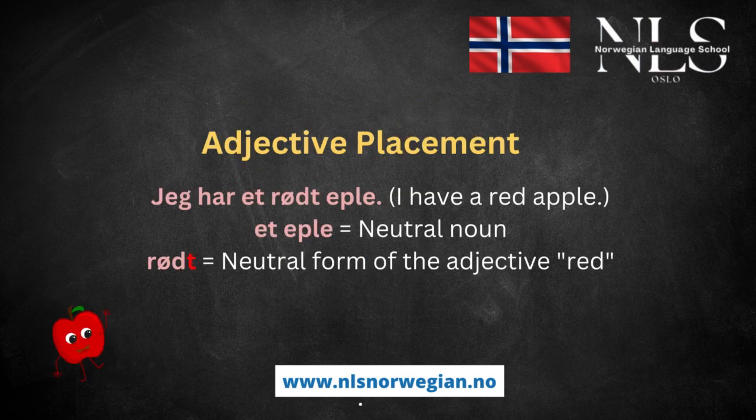Adjective placement. Adjectives usually precede the nouns they modify. And remember, Norwegian adjectives need to agree in gender and number with the nouns they modify. For example, jeg har et rødt eple. I have a red apple. Et eple, neutral noun. Rødt, neutral form of the adjective red.